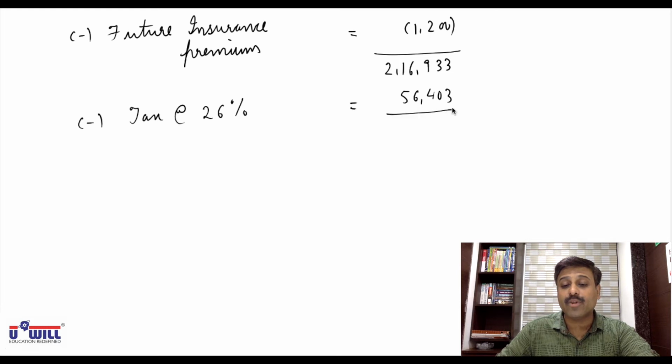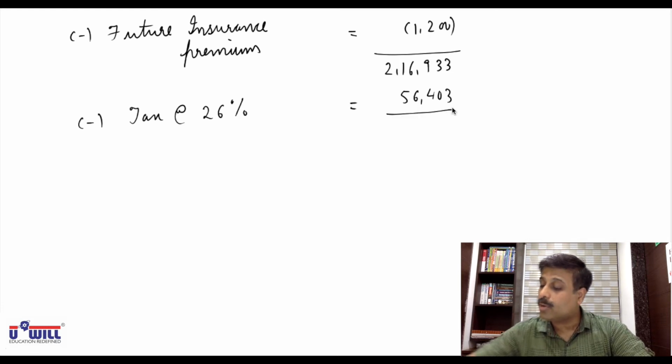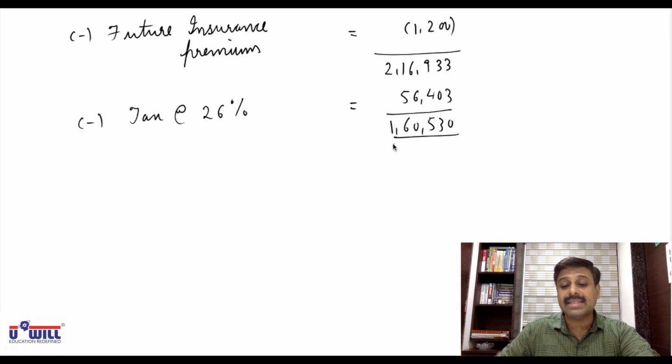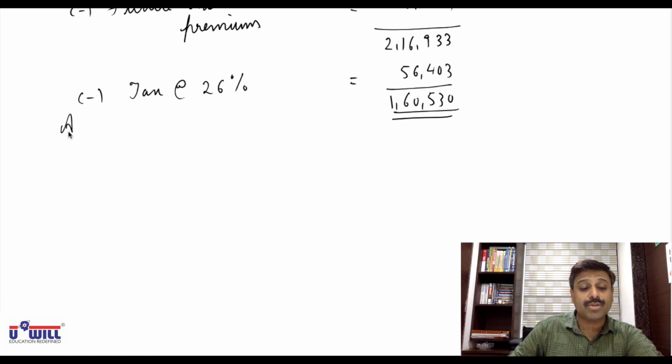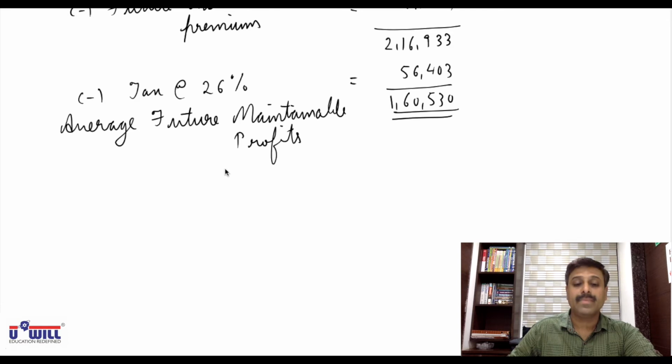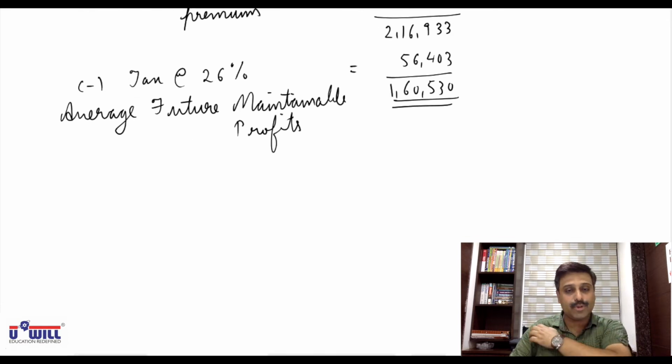56,403. And if you minus that, then you will obtain 1,60,530. These are average future maintainable profits. So first step is done. We have obtained average future maintainable profits.